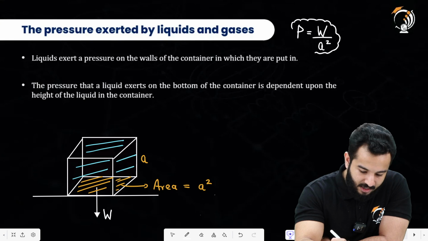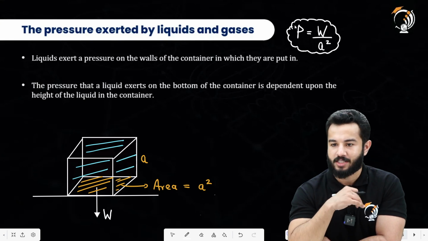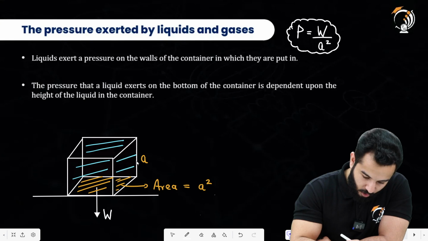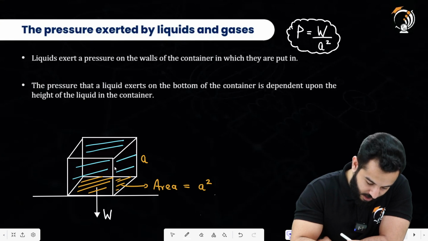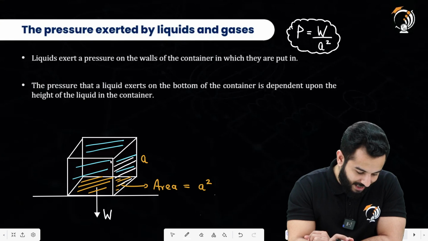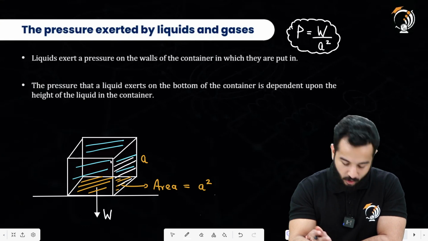This is the case for solids, but when we talk about liquids, liquids also exert pressure, and liquids exert pressure on the walls of the container. So these walls are going to experience pressure. All the 6 walls are going to experience pressure. The pressure that a liquid exerts on the bottom of the container is dependent upon the height of the liquid in the container. So we are going to talk about it now.